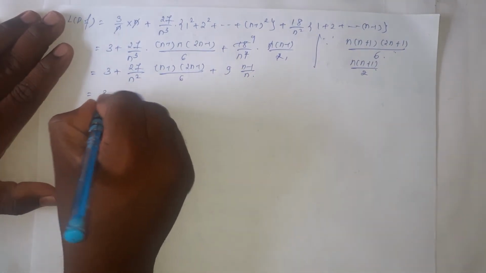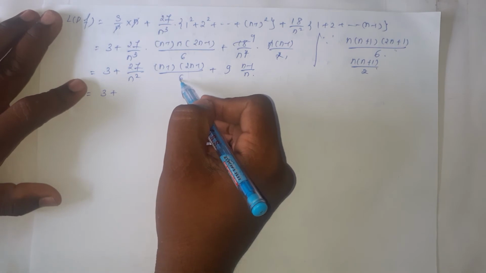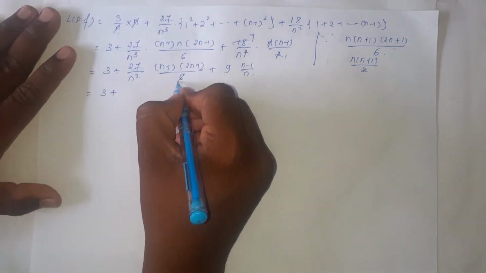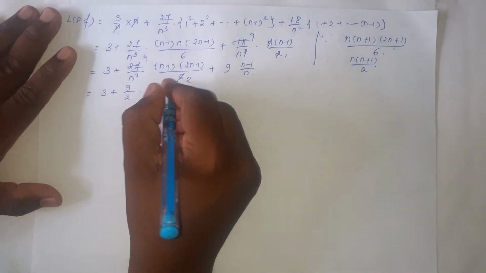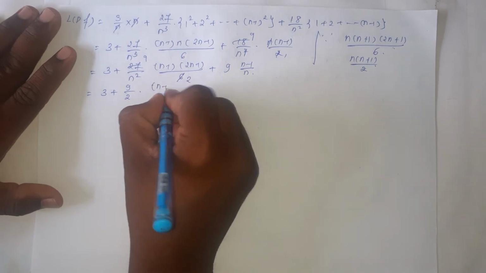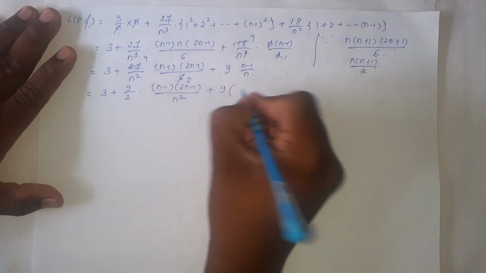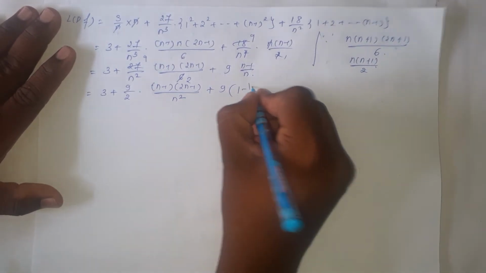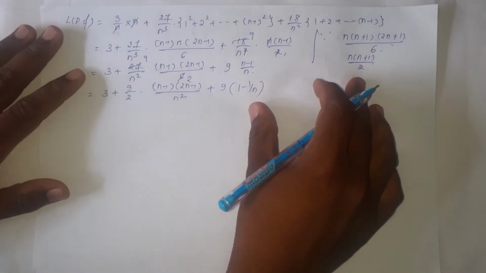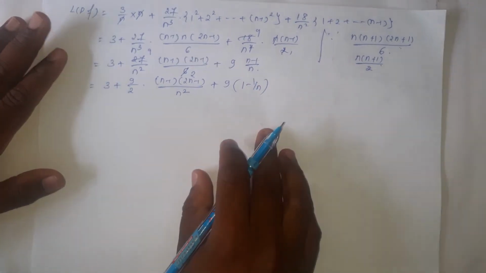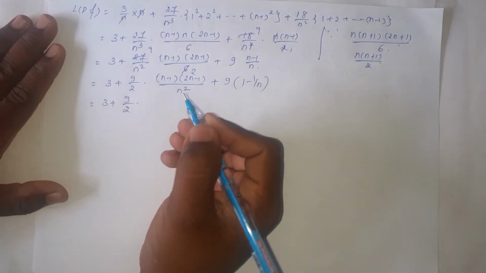Now, this one is 3 plus, here you can simplify this 27 and in the denominator we have 6, that is 3 twos are 6 and 3 nines are 27, then it is 9 by 2, and here we have n minus 1 into 2n minus 1 divided by n square plus 9 into this n minus 1 by n can be written as 1 minus 1 by n, dividing that n in the denominator separately. So, therefore, that becomes 1 minus 1 by n. So, therefore, it is equal to 3 plus 9 by 2 into.